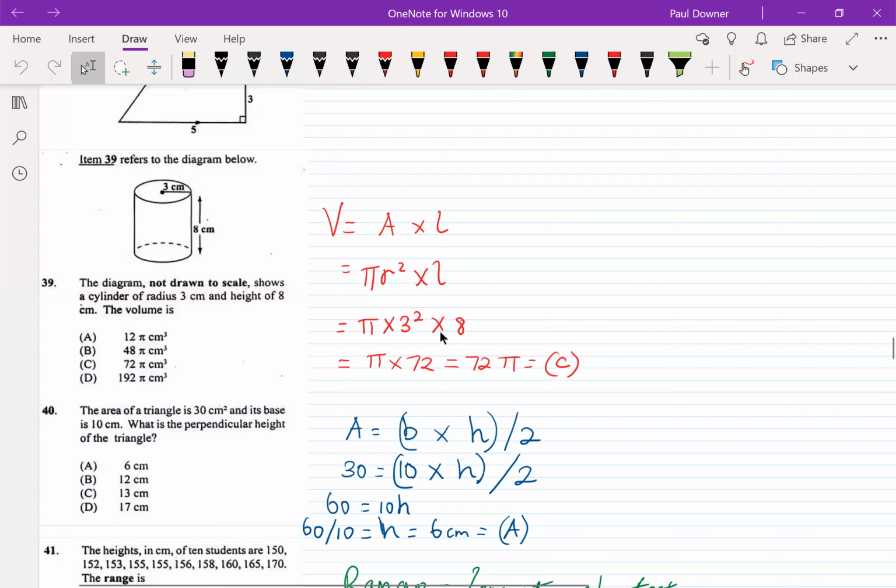So let's work out that. 3 squared is 9, 9 times 8 is 72, so that's how we get the 72. And pi times 72 is 72 pi. So the volume of that cylinder will be 72 pi, which is C. So the answer is C in this case.